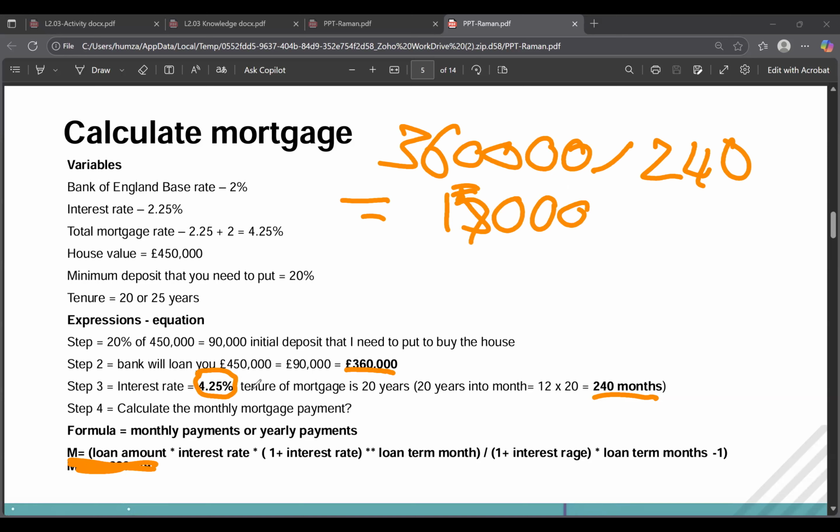Do you remember when you've done percentage increase with us? So to increase it by 4.25%, how do we do that? We need to increase this answer by the interest rate. So what would we do to this answer to increase it by 4.25%? How would we do that in maths?